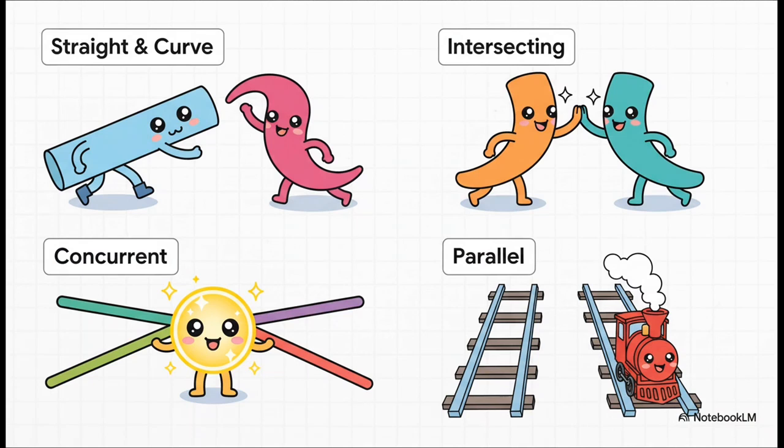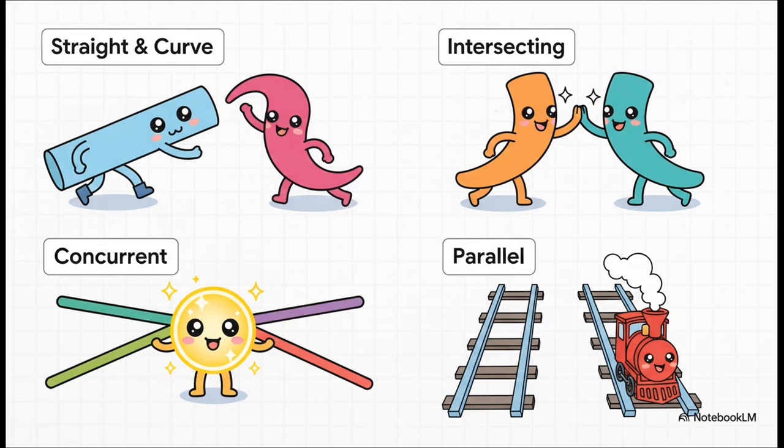Lines also have their own personalities. A straight line is super disciplined. It never changes its path. A curved line, on the other hand, is constantly changing direction. When 2 lines cross paths, we say they intersect. If you get a whole crowd of 3 or more lines meeting at the same single point, they're concurrent.